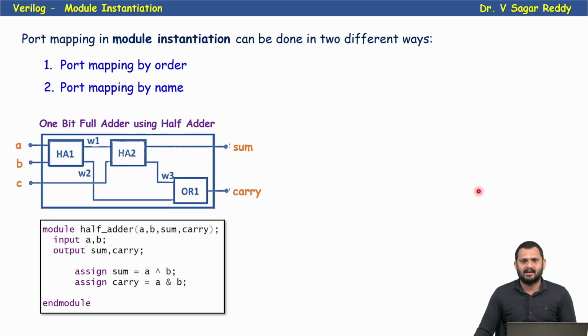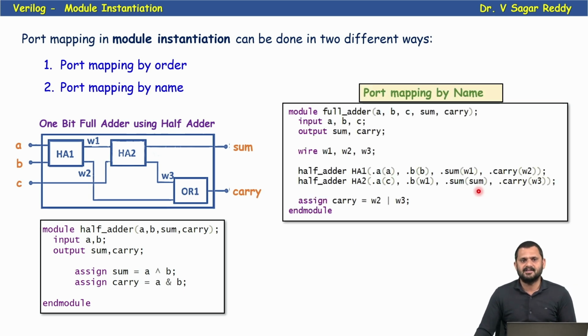Clear? So another way of instantiating is port mapping by names. Now see in this example: module full adder with a, b, c as input, sum, carry as output. I declare a, b, c as input, sum and carry as output, and the intermediate signal declaration wire w1, w2, w3. Now I'm instantiating one half adder, so the instance name is half adder 1. In the earlier case we followed the order. Now here there is no need to follow the order.